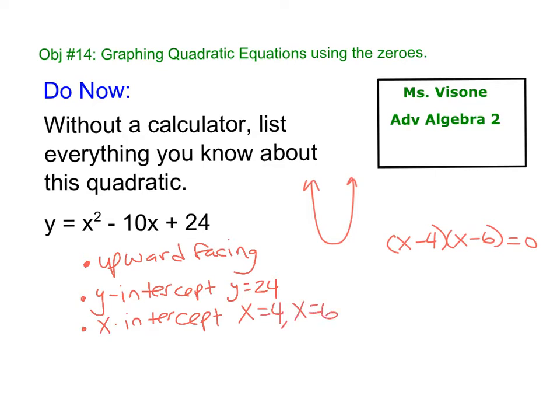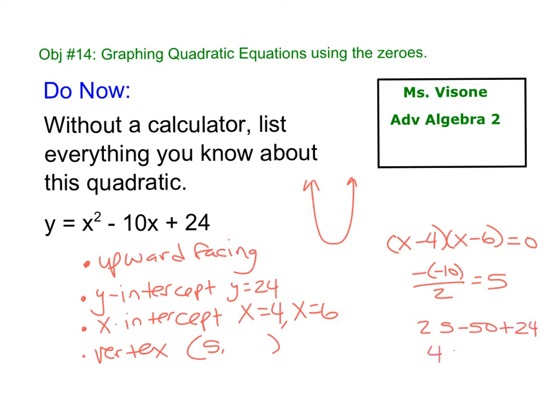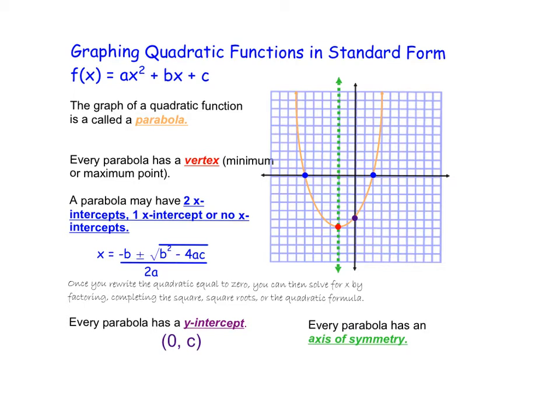My vertex, negative b over 2a, negative b over 2 is 5. So the vertex is 5, comma, now what do we get if we plug in? 25 minus 50 plus 24. That's 49 minus 50. So negative 1. My axis of symmetry is x equals 5. Right. There's some other stuff you might be able to come up with, but those are the important aspects of this graph.